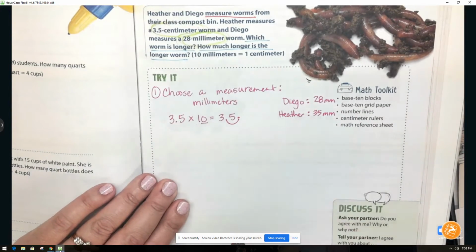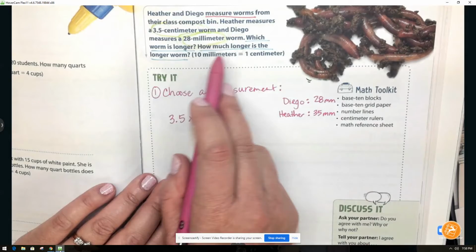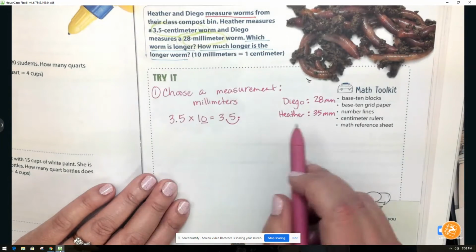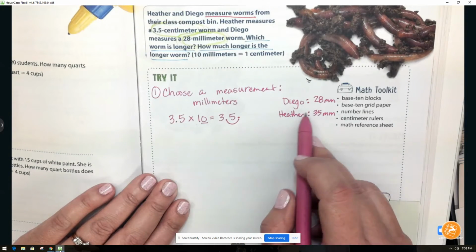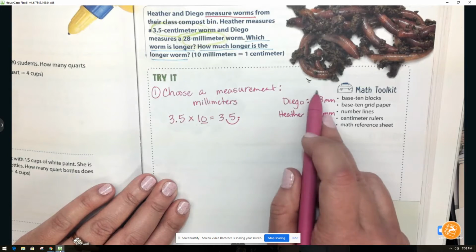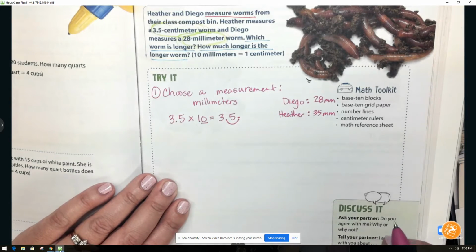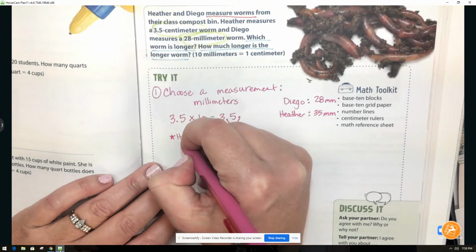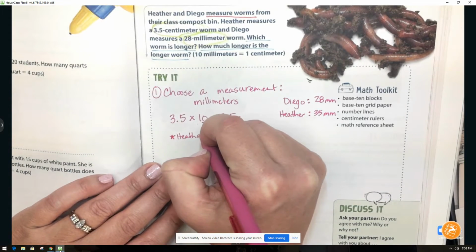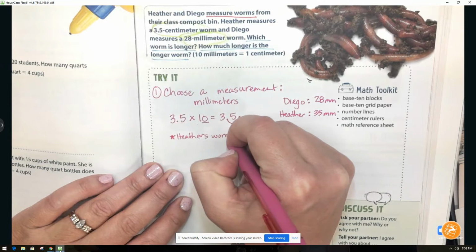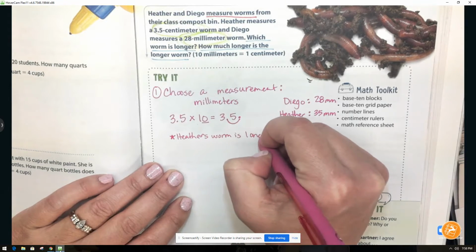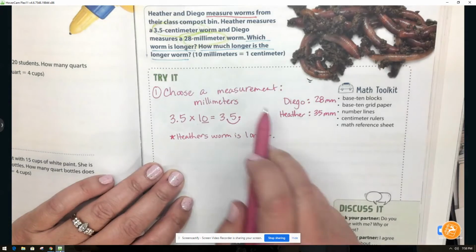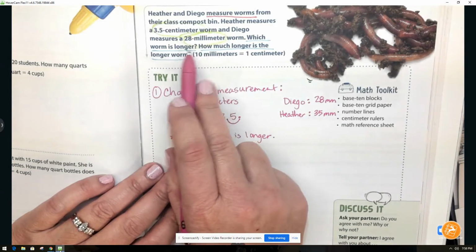So am I done? No, not yet. Can I tell which worm is longer? Yes, I can. Which worm is longer, 35 millimeters or 28 millimeters? That's right, 35 millimeters. So we are going to say that Heather's worm is longer. And that solves the first question.